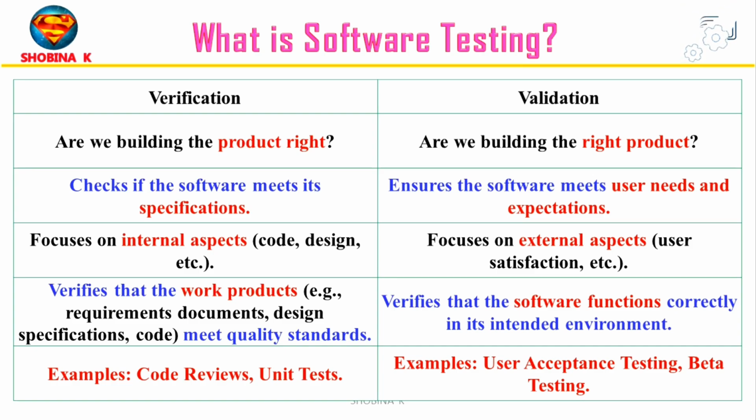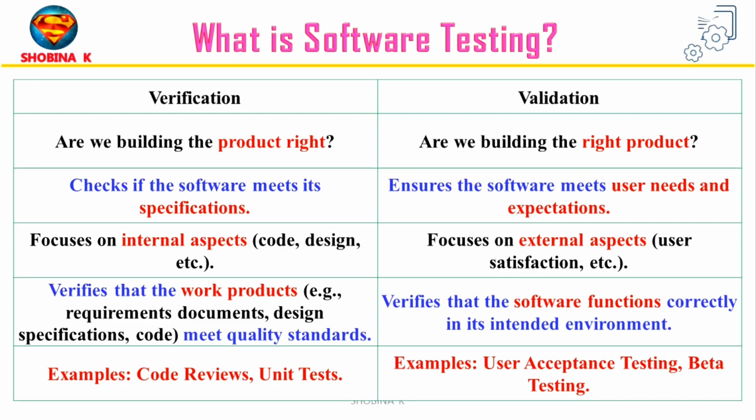Now let's understand them. First, verification. Verification checks if you are building the software right according to its specifications. So it ensures correct development according to specifications. It checks internal aspects like code and design. It verifies work products meet quality standards. The work products are requirements documents, design specifications, and code. So verification helps in improving the development process by identifying inconsistencies, ambiguities, and errors in documentation and code. Examples of verification activities include code reviews and unit tests.